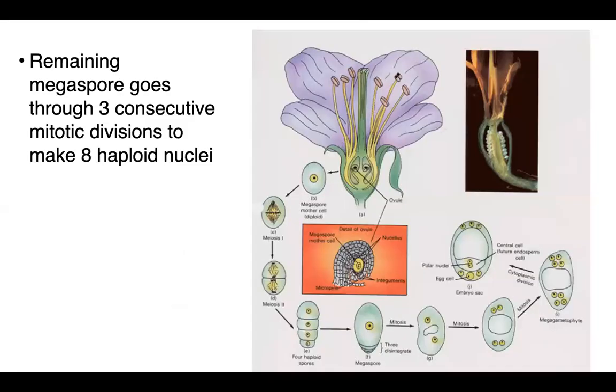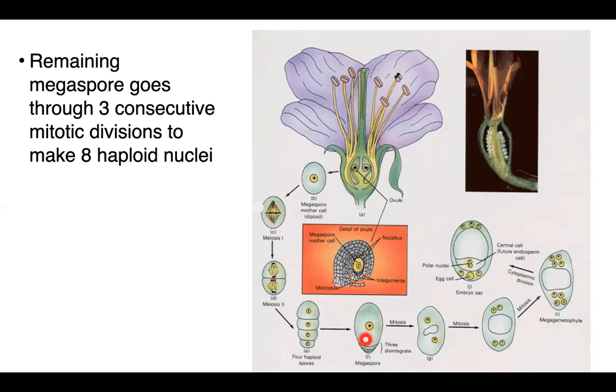The remaining megaspore goes through 3 consecutive mitotic divisions to make 8 haploid nuclei. Okay, so let's just start here with the megaspore mother cell inside the ovule. So the same diagram I had before, you've got the integument, your micropyle is there. This inside is the megaspore mother cell. Okay, so this is the ovule here. So the megaspore mother cell goes through meiosis 1, meiosis 2, and you get 4 haploid spores, but only one of them enlarges and these 3 disintegrate.